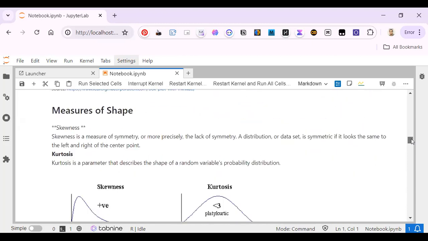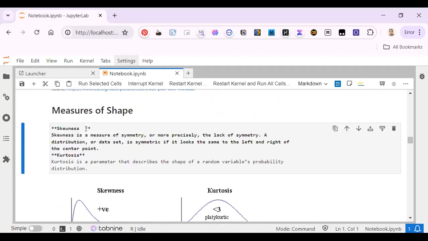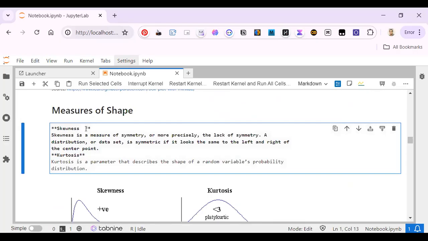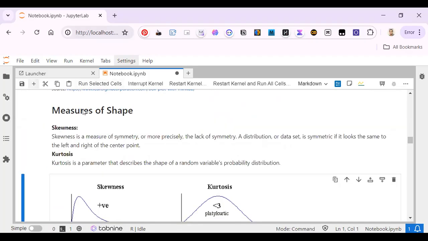This is the measure of shape in general. It explains whether the shape has skewness and kurtosis. These are the main things we have to focus on while looking into shape. What is skewness? Skewness measures symmetry. More specifically, a distribution of a data set is symmetrical if it looks the same on the left side and the right side.